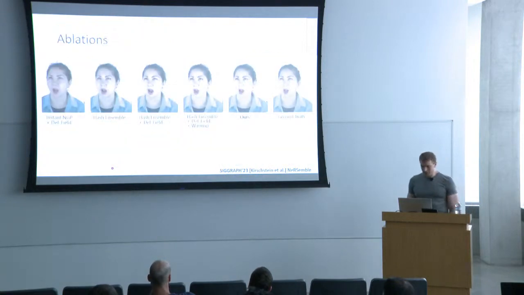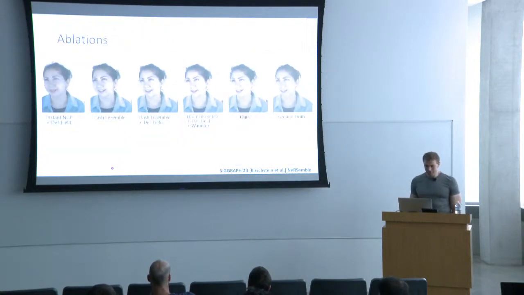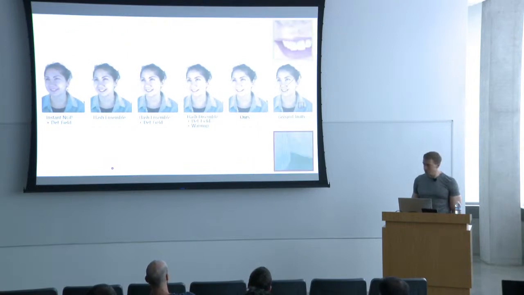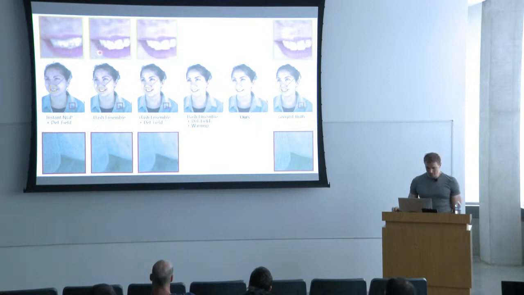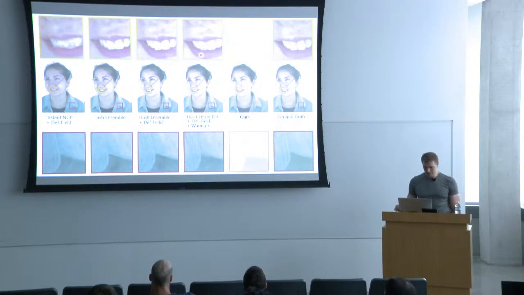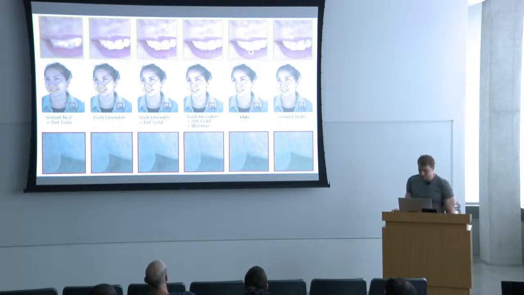A couple of ablations. Here we're trying to evaluate whether we need all of this. At the beginning we have the ground truth from our data. Here we have just Instant NGP plus a deformation field, and you see the teeth are very broken. Here the hash ensemble looks already a little bit better. The deformation field looks a little bit better too. If you combine it with our special training, it looks like that. And the final one looks the best. I hope this is visible on the projector. It's still not quite the ground truth, obviously, but it's relatively close.